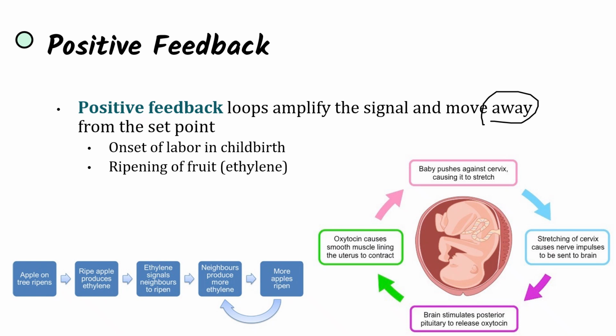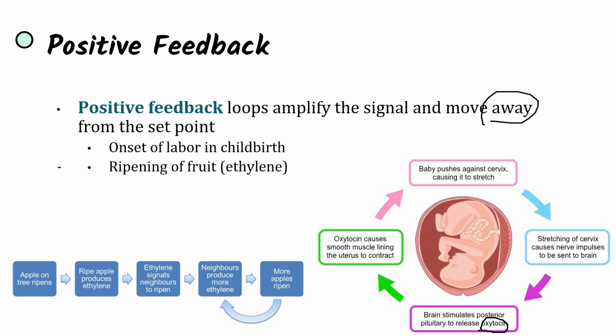First of all, the onset of labor in childbirth. When the baby pushes against the cervix, it causes it to stretch, and the stretching of the cervix causes nerve impulses to be sent to the brain, and the brain stimulates the release of oxytocin. Oxytocin causes the smooth muscle lining of the uterus to contract. And essentially, when this happens, the baby is going to continue pushing against the cervix, and it's going to continue stretching, and there's going to be more oxytocin produced. This is going to loop until the baby is born, with more oxytocin produced with every single loop. We're moving away from the set point.